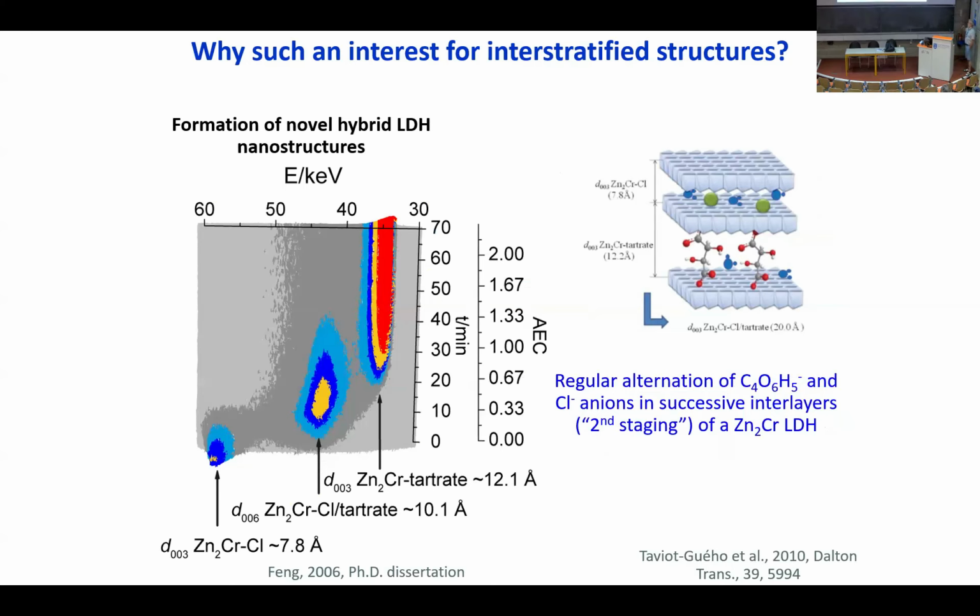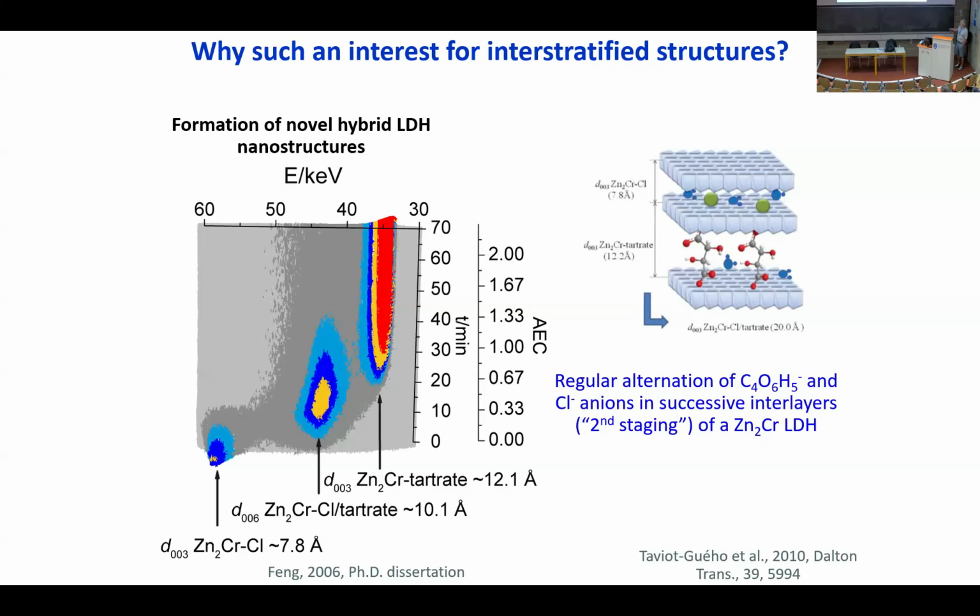It's essentially the same, just the diffraction setup was a bit different, with a fixed angle and variable energy. And in this case, you can see that we start from LDH having chlorine as the interlayer, ending up with the same LDH with tartrate as interlayer anion in this case.